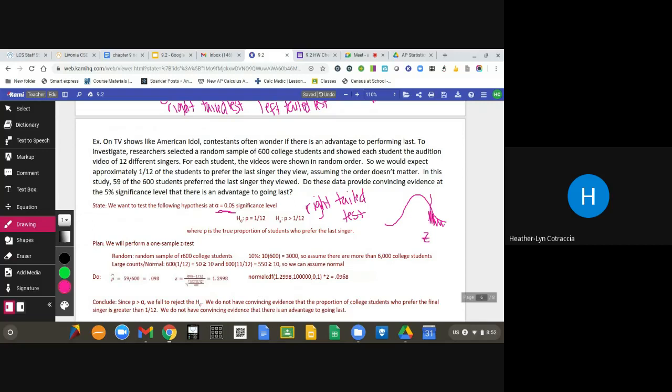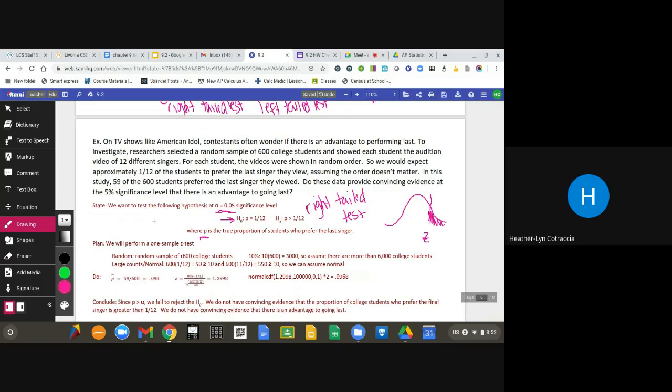My hypothesis, remember in your hypothesis, you always have an equals in the null, which means that the probability is the same for all the contestants, so p equals 1/12. And in my alternative, I'm saying that the probability for the last person is greater, because if there's a preference, they have greater than a 1/12 probability of being selected. So the greater than would go in the alternative. So there's my hypothesis. And then lastly, I need to say what my parameter is. So my parameter, in this case, the proportion, is the true proportion of students who prefer the last singer.